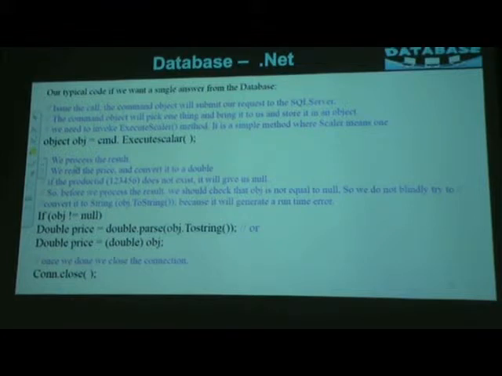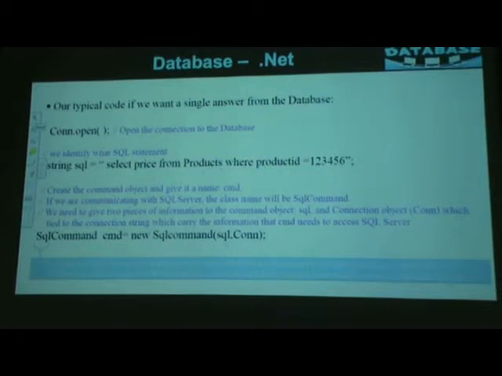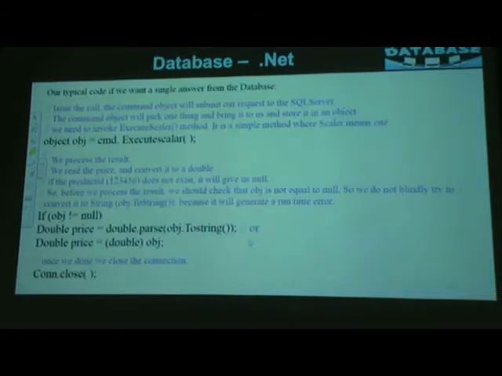So as I mentioned, we open the connection, and we identify the SQL statement that we need, and the connection string. We tie the connection string to the connection object. We give the command two pieces of information, which are the SQL and the connection. And then here we need to issue the call. We will use the method called ExecuteScalar.